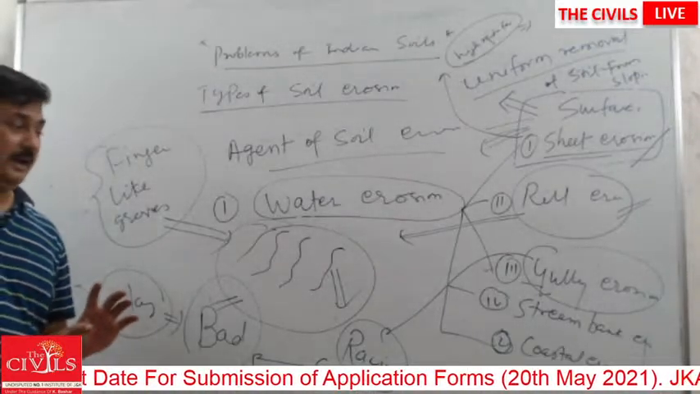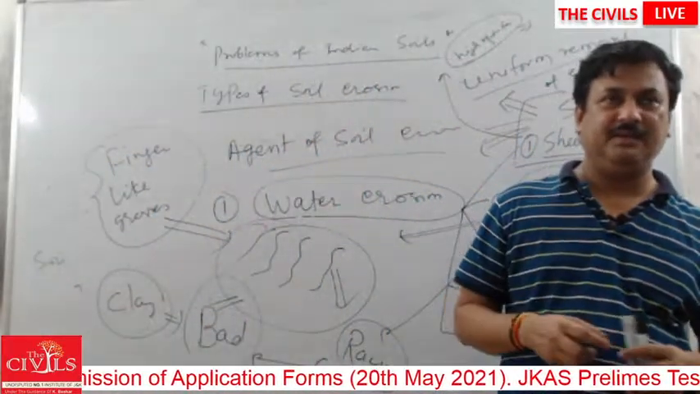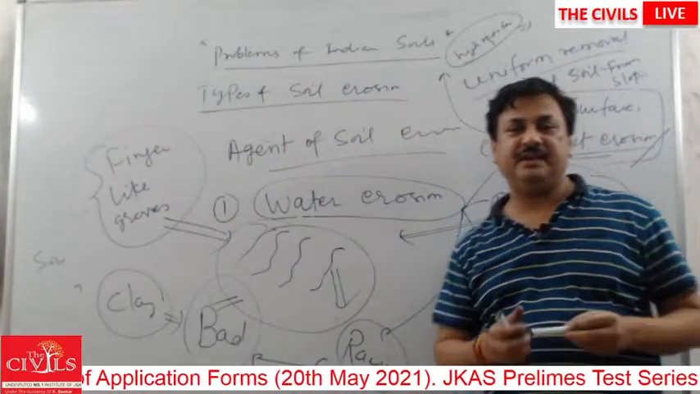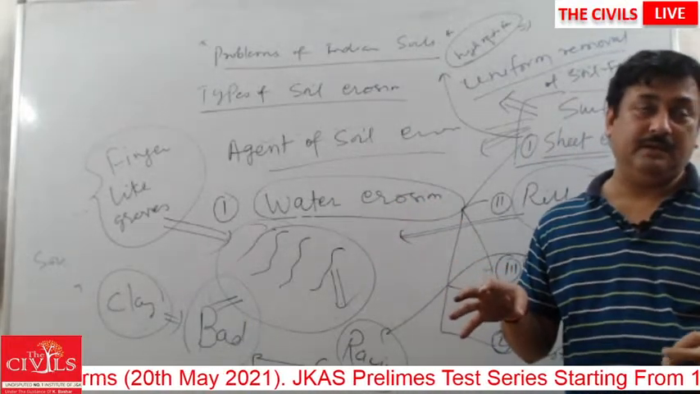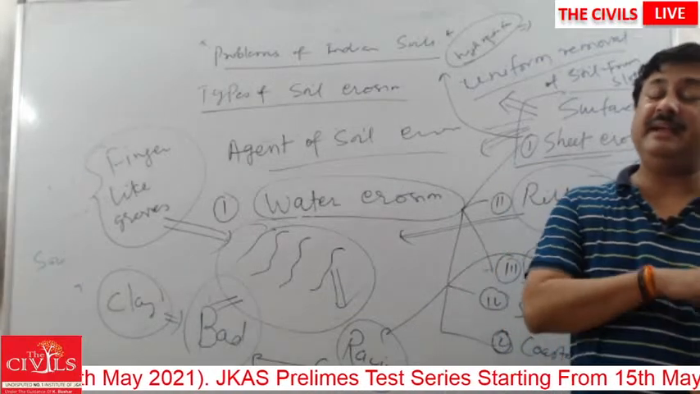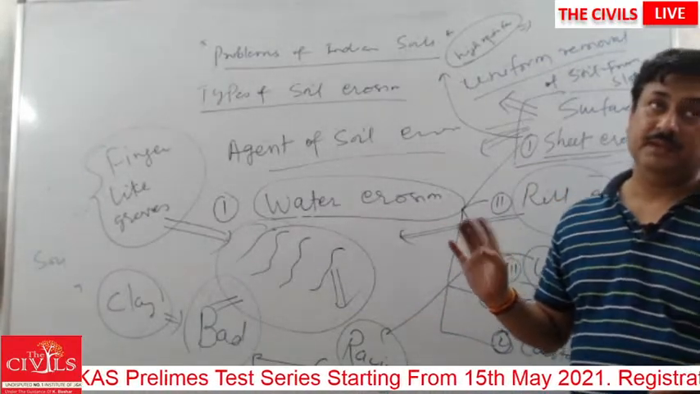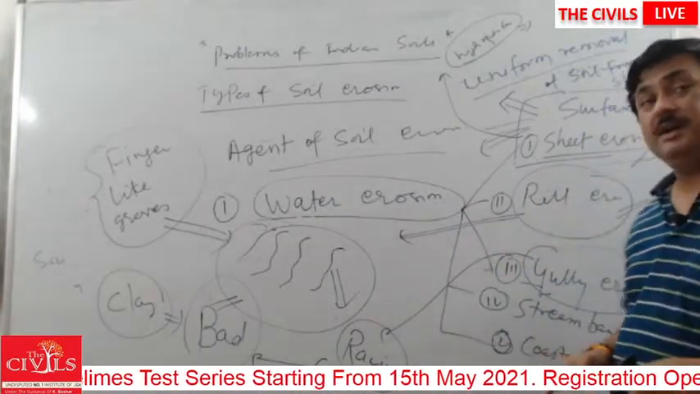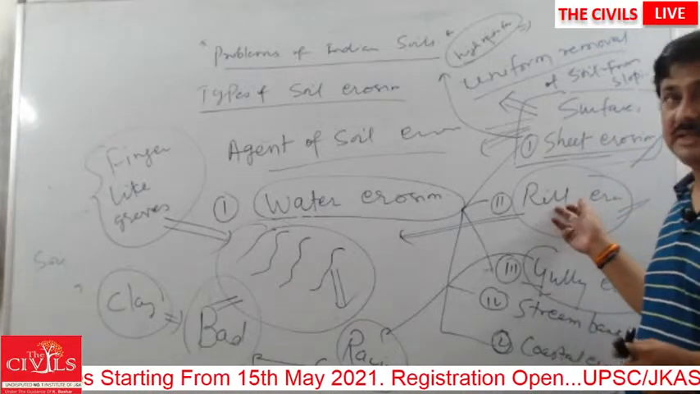Okay, a ravine is famous for dacoits. You must have seen many pictures. So these ravines are formed, and they make the entire region unfit for agriculture. Such erosion is called gully erosion. So it is just an extension of rill erosion.